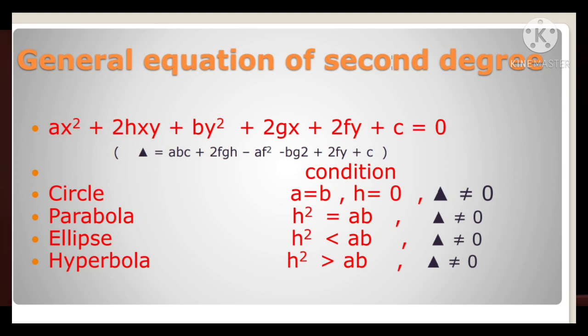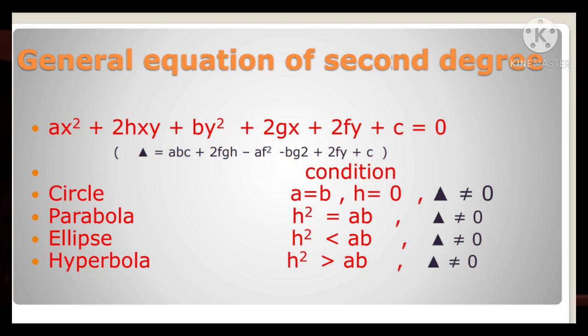This is the general equation of second degree, and after that, if we divide our four conic sections like circle, parabola, ellipse and hyperbola, to differentiate them there is a condition that is written on the screen. You can take a screenshot of this figure and remember this. For circle, what's the condition? For circle, the condition is that the value of a must be equal to b, and the second condition is that h is equal to 0. In the general equation of second degree, x and y are variables, and a, b, c, f, g and h are all constants.